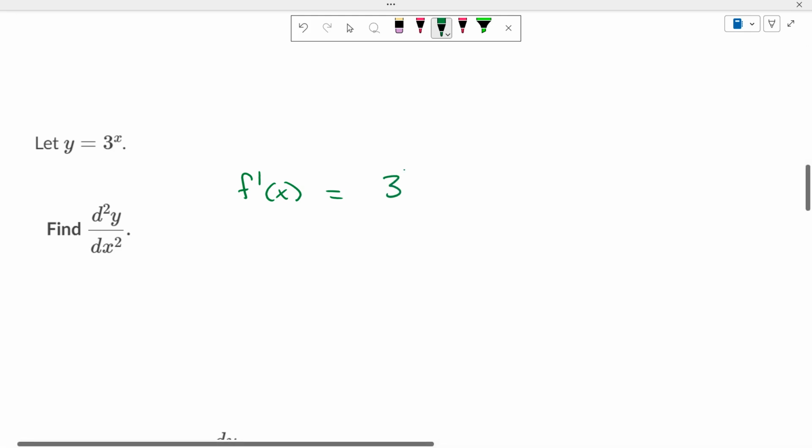Three to the x, 3 to the x ln of 3. Same thing: times the natural log of the base, because it's in the formula, that's the a to the x power, where you have a number as the base. Okay?